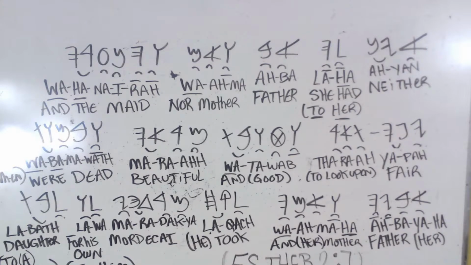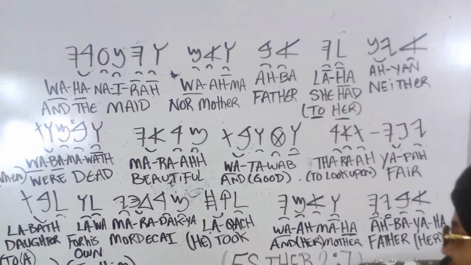And brought up Hadassah, that is Esther, his uncle's daughter, for neither she had father nor mother, and the maid was fair and beautiful, when her father and mother were dead, Mordecai took her for his own daughter. Now let's read it in the English, and then that's that, and we're going to wrap it up. All right, Esther chapter 2, verse 7.